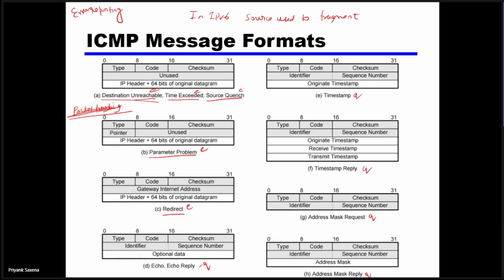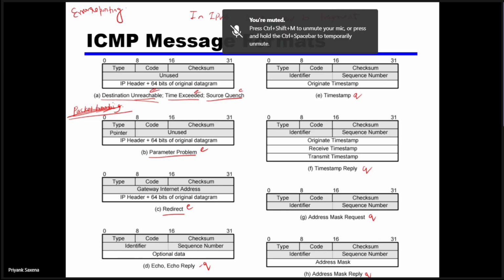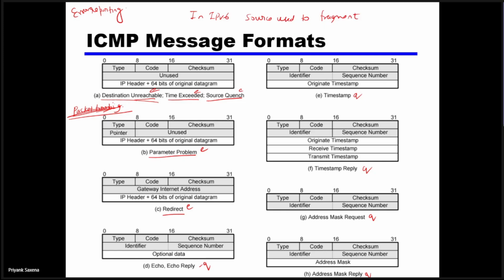So it will drop the datagram and send a destination unreachable message to the source. Let us first discuss all these messages, then we will see the header formats. In such scenarios, it will intimate the source that the destination is unreachable and the datagram cannot be forwarded further.